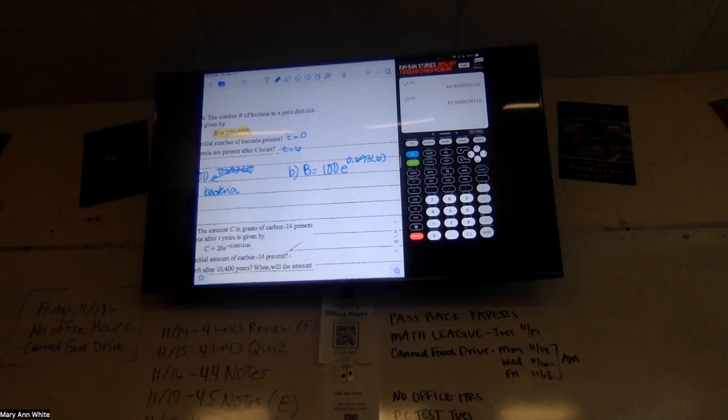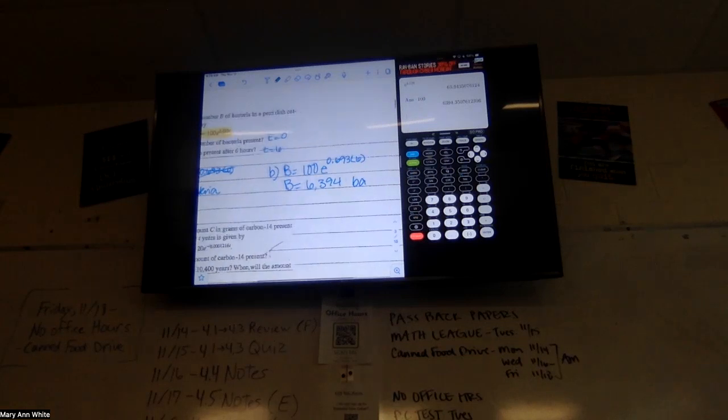And I want to take that number and multiply it by 100. So I get bacteria is 6,394.4. Do I need 0.4 of a bacteria? No. When I'm talking about living things like bacteria, humans, animals, I'm going to round down, because 0.4 of a bacteria is not quite a whole bacteria, but I can't have 0.4. So we'll keep it at 6,394 bacteria.